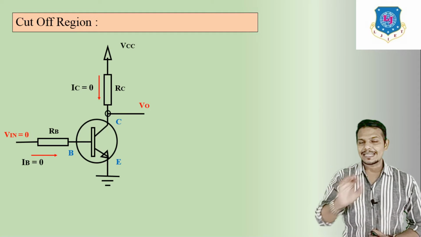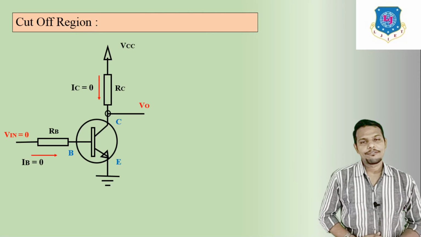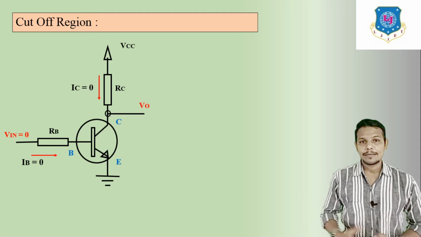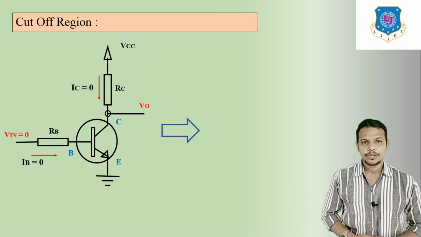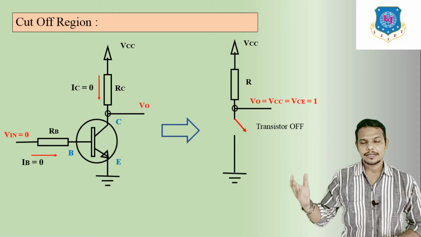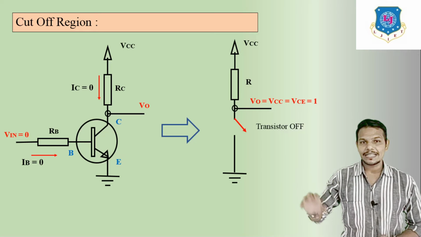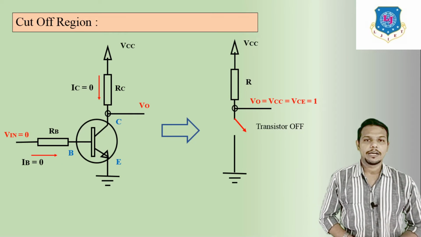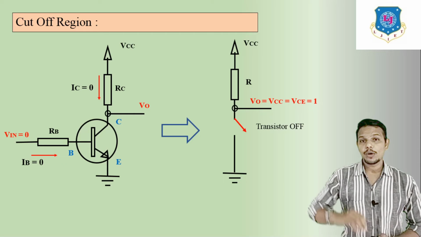If I applied VCC is equal to 5 volts, that means at your output you will get 5 volts. So that means this transistor becomes off. Here we can see its equivalent circuit like this. The transistor becomes off, that means the resistance is very high. So your output voltage is equal to VCC, which is VCE, is equal to 1. So for the cutoff region, you will get 1 when you apply 0.